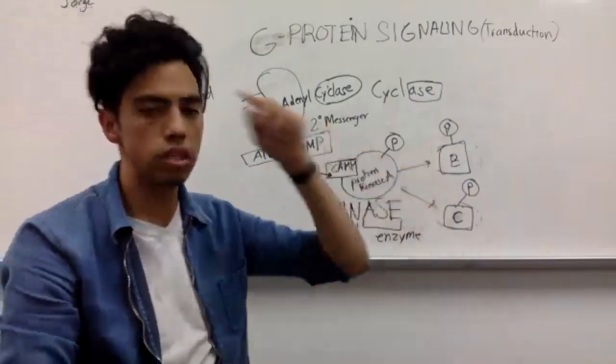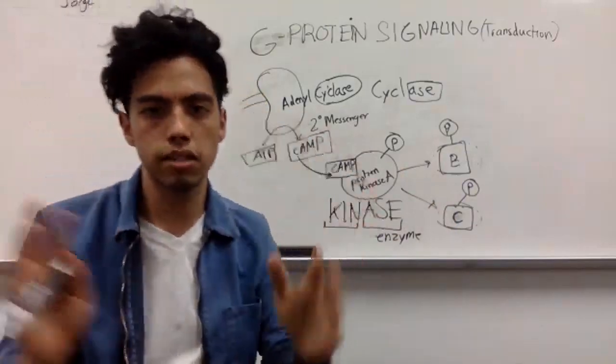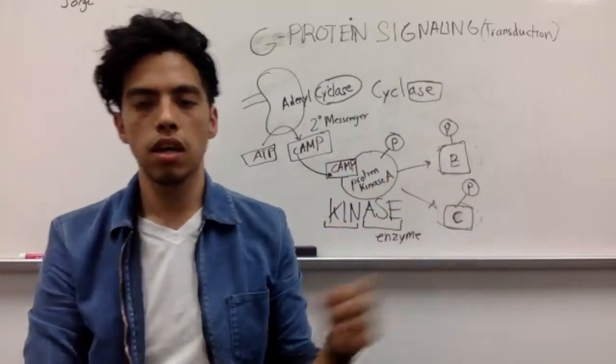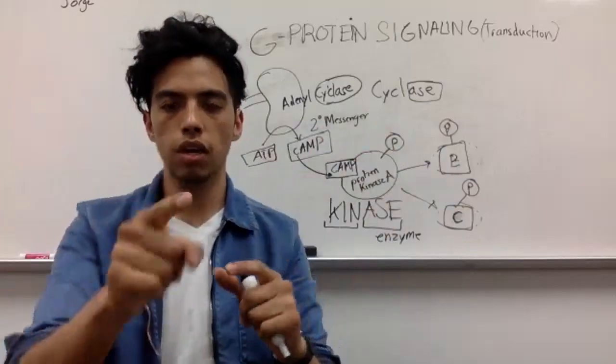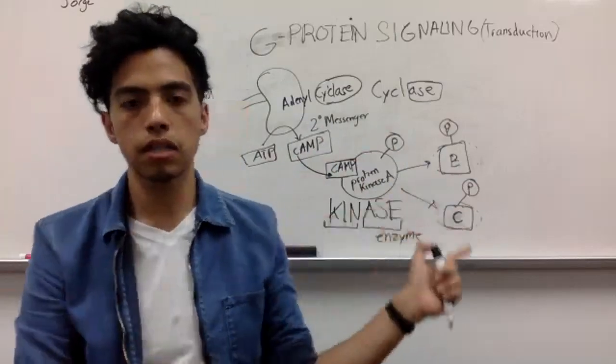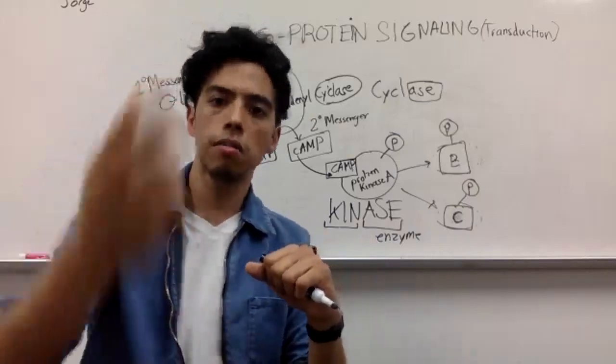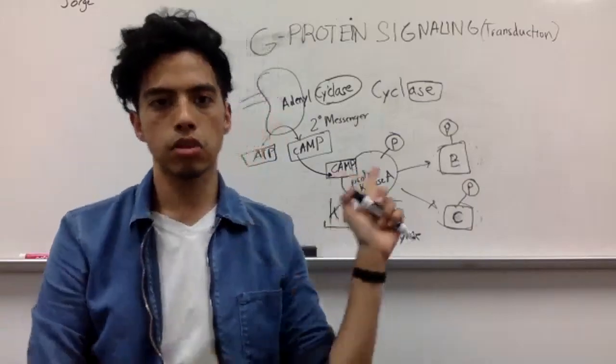It's gonna come to these other proteins, proteins B and C. It doesn't matter, the names aren't really important. It's gonna come to B and C, and it's gonna tag them and say, hey, you're gonna get a phosphate group now. Because it's a kinase, it's gonna say, I'm gonna give you a phosphate group, and you're gonna become activated. And so that's what's going on here.